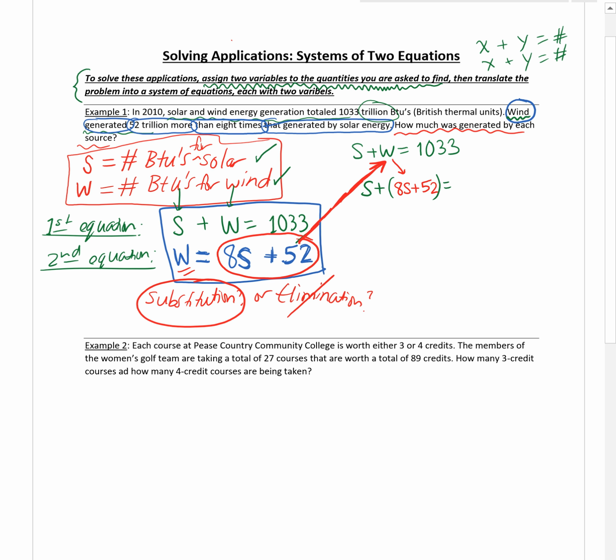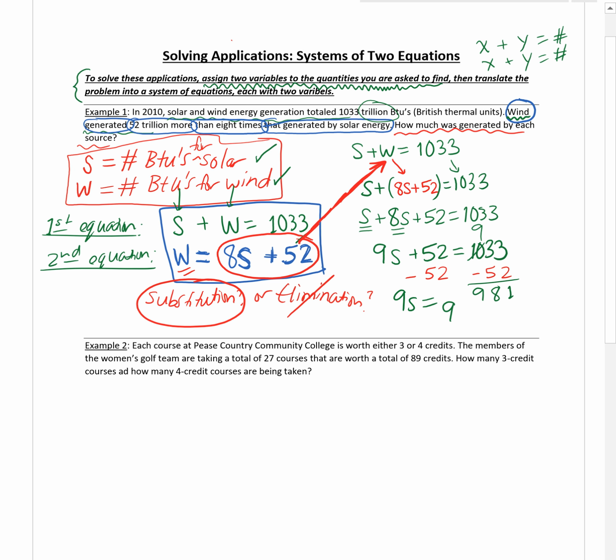Subtract 52. What will that give me? 9S equals, I'll have to do some borrowing here, 981, I think. Then I almost have S if I just divide both sides by 9. Let's see, 9 goes into 981. 9 goes into 9 once. 9 goes into 8 no times. But it goes into 81 9 times. So S must be 109. 109, I guess that's BTUs of solar.